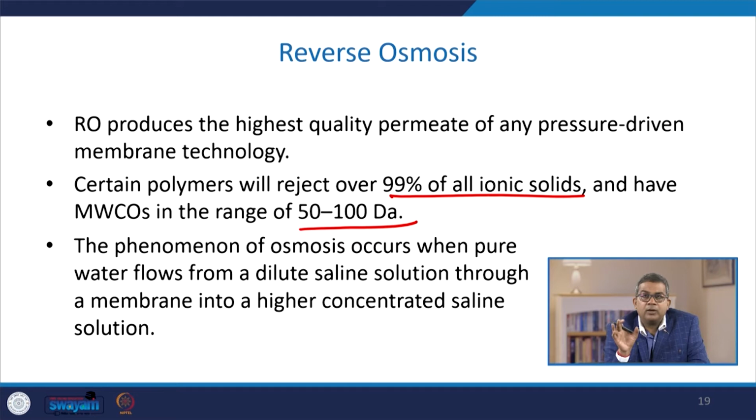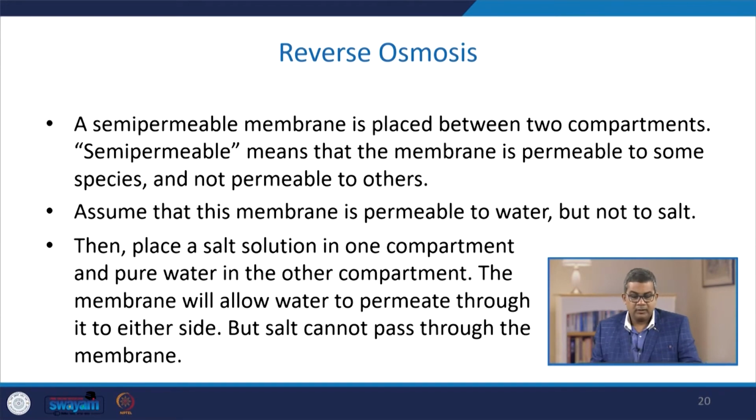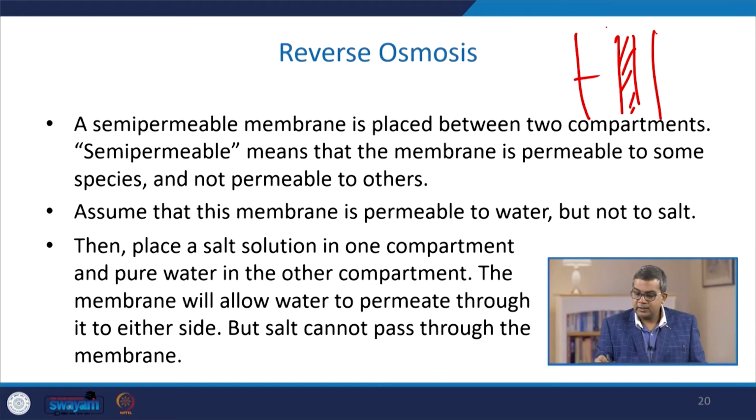The phenomenon of osmosis occurs when pure water flows from a dilute saline solution through a membrane into a higher concentration saline solution. A semi-permeable membrane is usually placed between the two compartments like this. These are the compartments. A semi-permeable membrane is permeable to some species and not permeable to others, or we can say it's a very selective one.